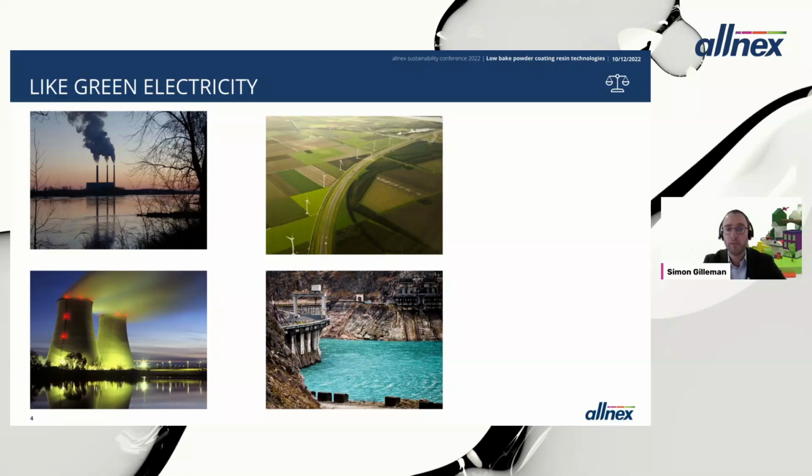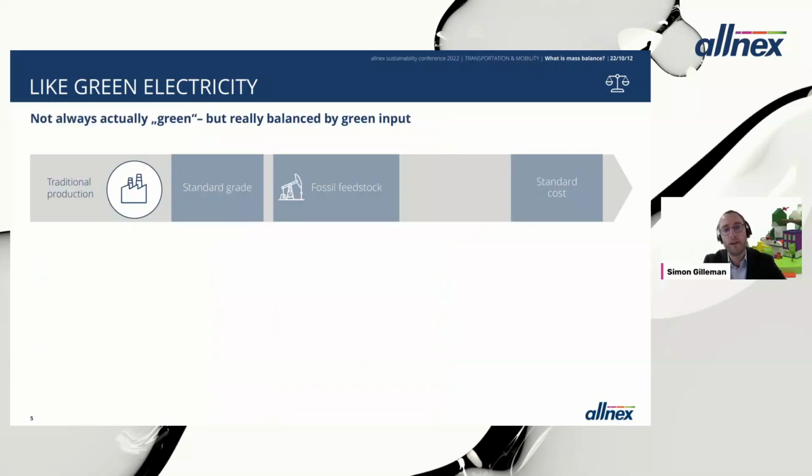So basically, most people don't even know exactly what type of energy they are receiving in their own home. But sometimes you do know, because you pay a certain premium, because consciously you want to have green electricity being supplied to your home. Mass balance is exactly the same type of principle, and allows me to go to the next slide, which will show us three main streams.